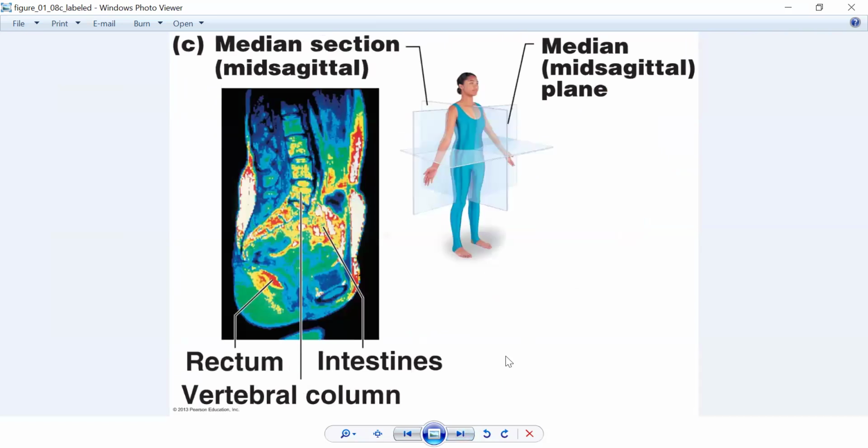Now this one here, if it goes down the midline of the nose, in other words, down the midline of the body, you produce a left and a right image of the body. So that type of cut is called a median cut, or you could say medial. And if it's directly down the midline where you produce equal left and right parts of the body, you can also refer to it as mid-sagittal. So this image you're looking at is of a mid-sagittal cut or view of the body.